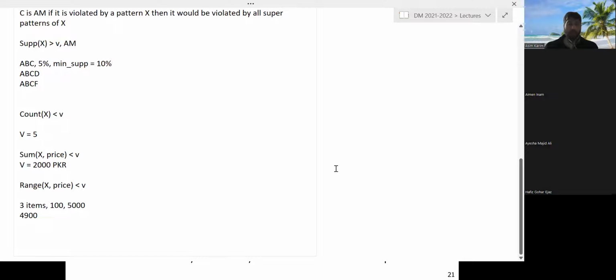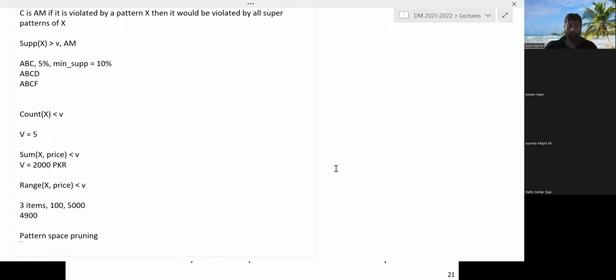Okay, so now the question is, we have looked at anti-monotone constraints. So why are these important? Primarily because we can do pattern space pruning. Just like we did pruning for the support constraint in the a priori algorithm, you can do pruning for all of the other anti-monotonic constraints in the a priori algorithm.